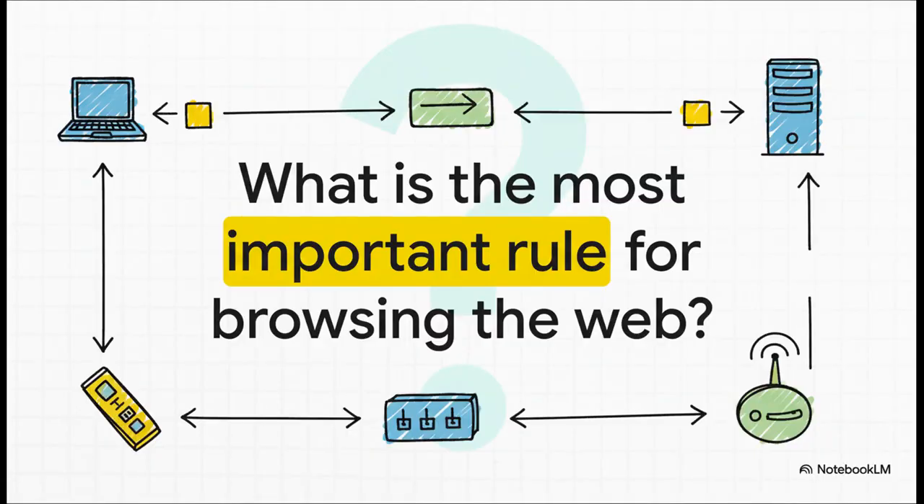So that leaves us with a pretty cool question. What do you think is the single most important rule of the road here? The one thing you absolutely couldn't browse the web without? Is it the local precision of the MAC address? Or the global reach of the IP address? Or is it just the simple act of putting data in an envelope? Every single step is absolutely crucial, but which one do you think is the real cornerstone of our connected world? Something to chew on the next time you click a link.